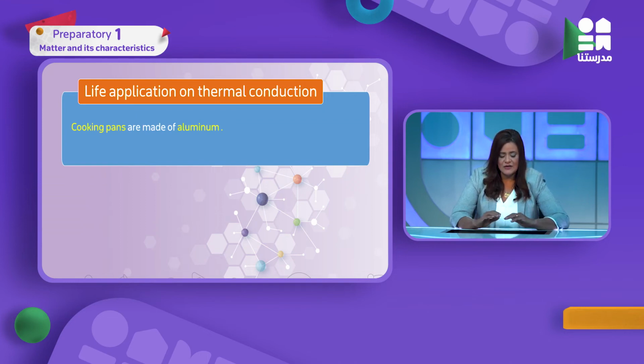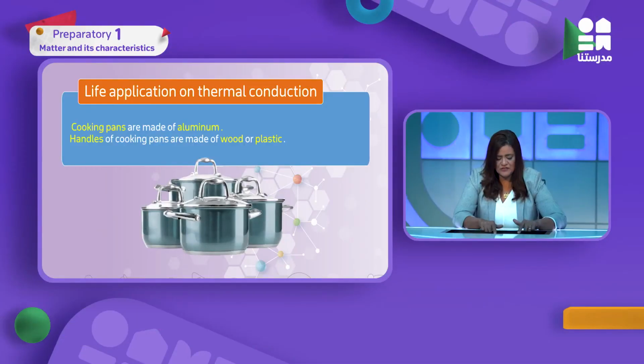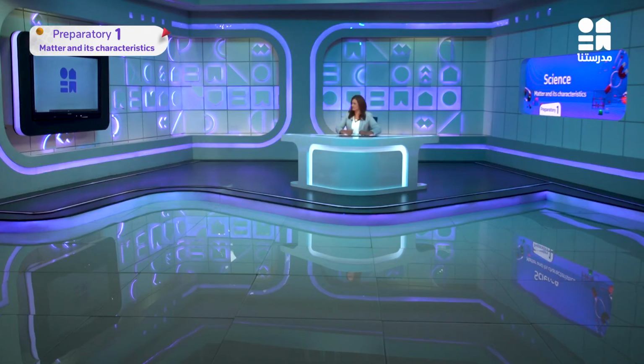But if you notice, there aren't any cooking pots made of wood or plastic, they are only made of metals. And the main three metals are copper, aluminium, and iron. What else? Its handles are made of wood and plastic, like this picture. Wood doesn't allow heat to pass through it. Plastic doesn't allow heat to pass through it, so it can protect your hand against heat. Okay, let us practice.